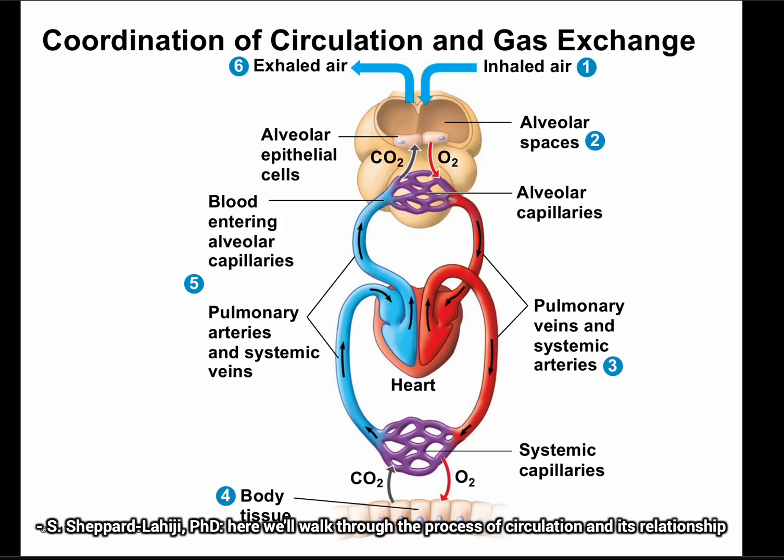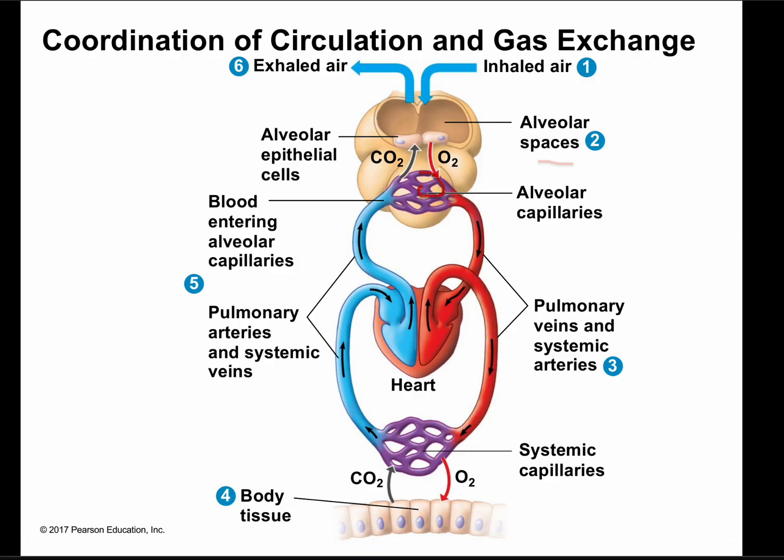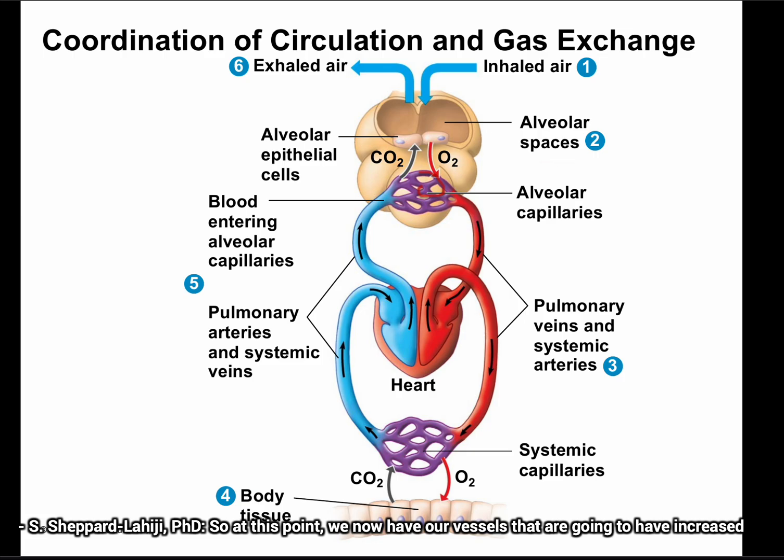Here we'll walk through the process of circulation and its relationship with gas exchange. So starting on the right-hand side, we are taking in air. We're able to do that due to changes within the thoracic cavity that allow for air to head down its partial pressure gradient. Now that air will make its way into the alveolar space, and then the oxygen will go down its partial pressure gradient, so it will diffuse from the alveolar space to the alveolar capillaries, which have a very close spatial relationship.